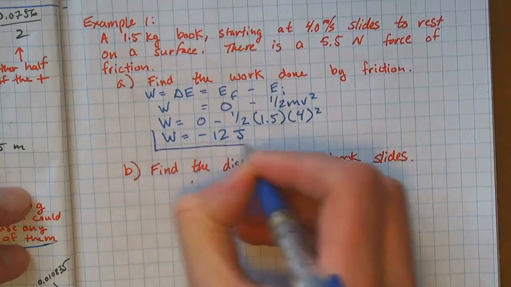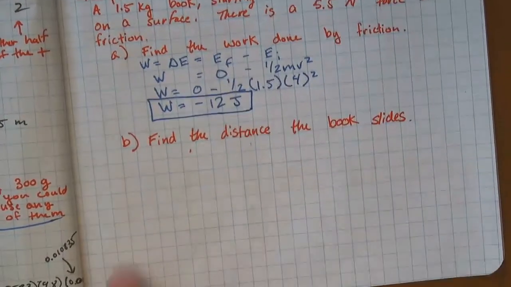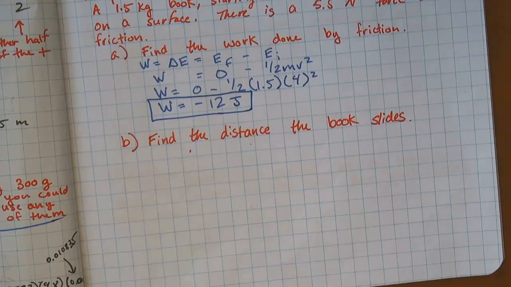Okay, now the negative sign makes sense, right? Because you're decreasing your kinetic energy. So you're slowing down. So it makes sense that this object is losing energy, and so it makes sense that work is negative.